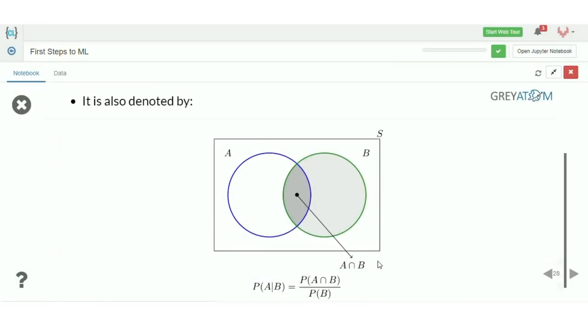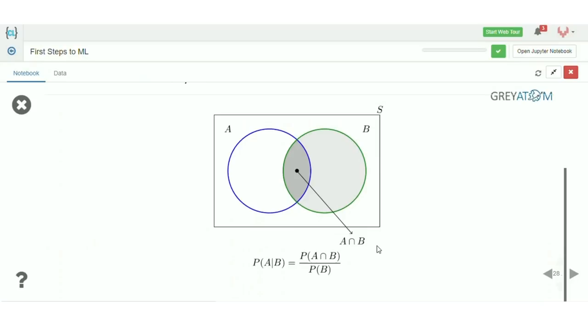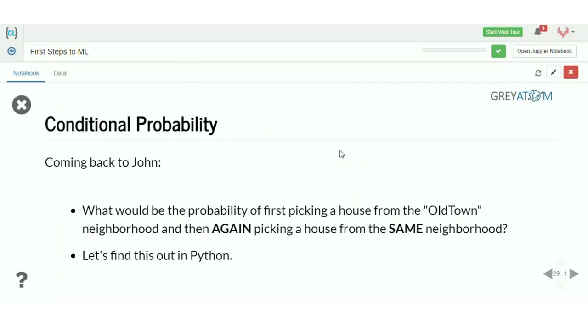We have already talked about conditional probability. This is the probability of A intersection B, and we are very familiar with this diagram by now. The entire blue circle is A, the entire green circle is B, and the area between them is A intersection B. The probability of A given B is the probability of A intersection B divided by the probability of B. If I have told you that B has already happened, what is the probability of A happening? That is the probability of A intersection B divided by the probability of the entire B. We understand conditional probability as well.